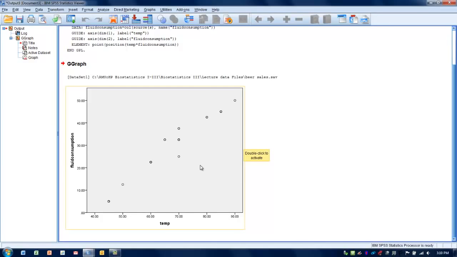Now we also look at the direction of the form. Do the data points trend from lower left to upper right, or do they trend from upper left to lower right? In this case, they trend from lower left to upper right, so we would consider that to be a positive trend. If they trended from upper left to lower right, then that would be considered a negative trend.